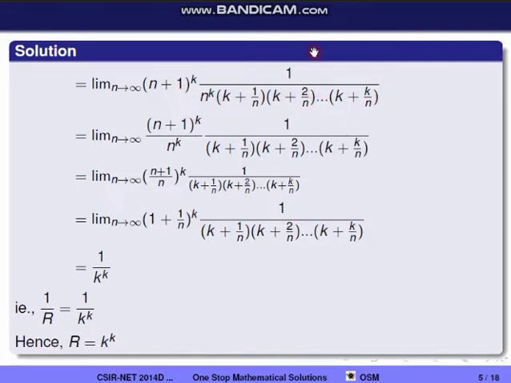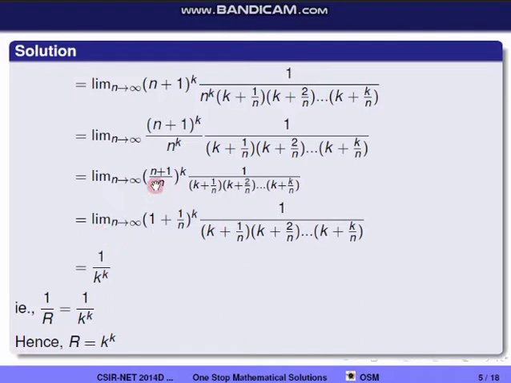Now again I am rearranging this term so that we will write this as limit n tends to infinity (n plus 1) whole power k divided by n power k, into 1 by (k plus 1 by n)(k plus 2 by n) etc. up to (k plus k by n). So here the powers are the same, so I can write it as limit n tends to infinity ((n plus 1) by n) whole power k into 1 by (k plus 1 by n)(k plus 2 by n) etc. up to (k plus k by n).